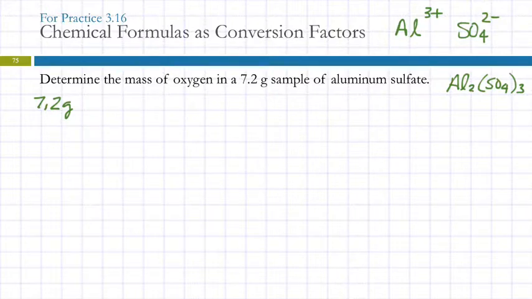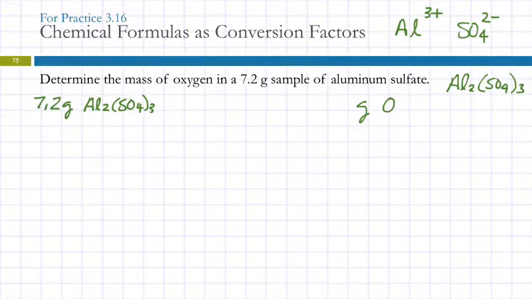So I have 7.2 grams of Al2(SO4)3. And what are they asking me for? Determine the mass of oxygen. So I'm trying to find the mass, doesn't specify, but probably grams. I'm going to move this over. Grams of oxygen. Can I go directly from grams of the compound to grams of oxygen?